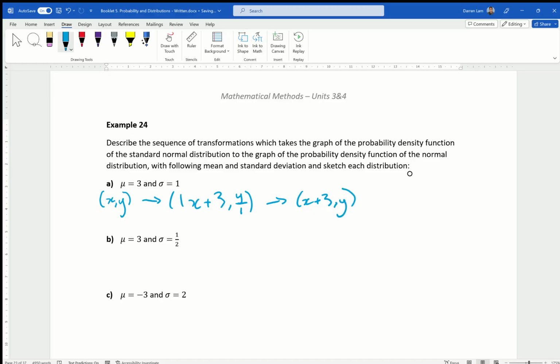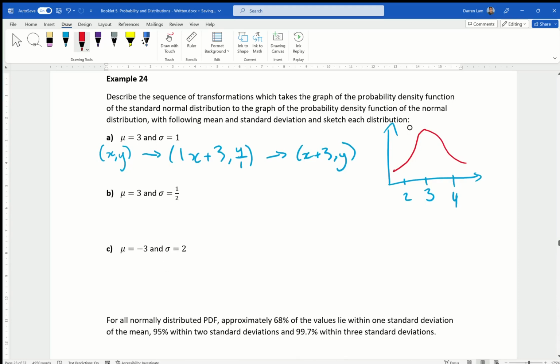I'm assuming we're okay with describing transformations, so I won't go too in depth. But the graph itself will look something like this. And you can sketch it in your calculator if you need to, but it shouldn't be as necessary. Note that our mean is at 3, so therefore that should be the peak of our function. It should be symmetrical, by the way. And we have standard deviation of 1, which means it will go to 4, 5, 6, etc. Let's do a very similar example here. (x, y) becomes 2x minus 3, y over 2.